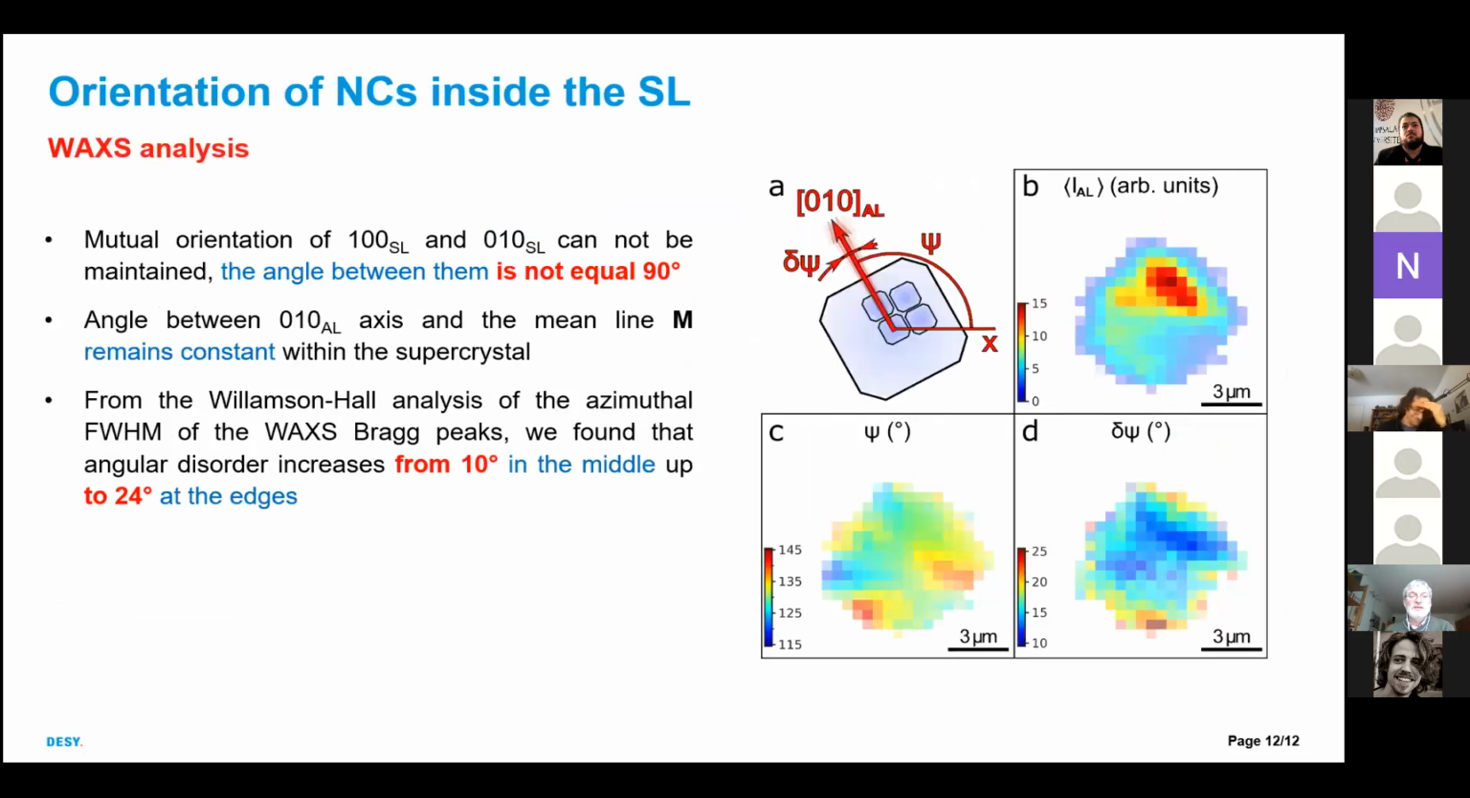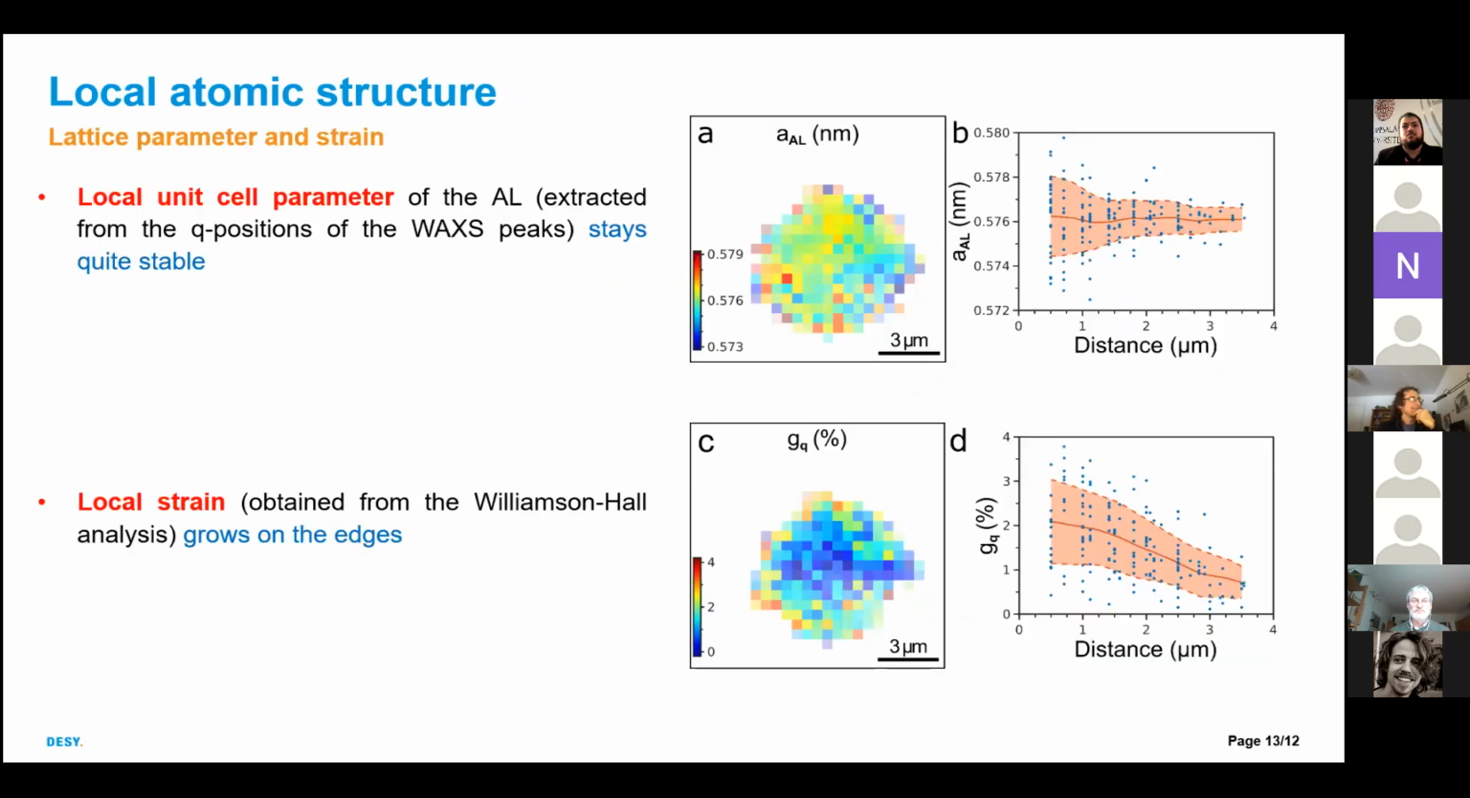Then from the WAX analysis, we could say the following: the mutual orientation of the 100 superlattice and 010 superlattice cannot be maintained. The angle between them is not exactly 90 degrees. The angle between the 010 atomic lattice axis and the mean line remains constant within the supercrystal. And again, from the Williamson-Hall analysis of the azimuthal full width at half maximum of the WAX peaks, we found that the angular disorder increased from 10 degrees in the middle to 24 degrees at the edges.